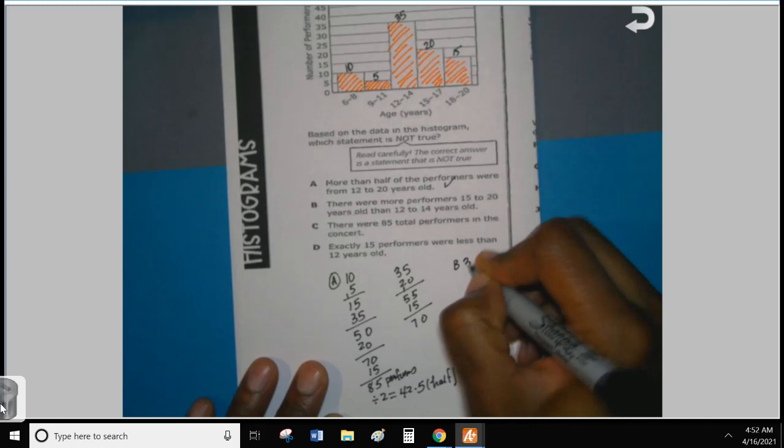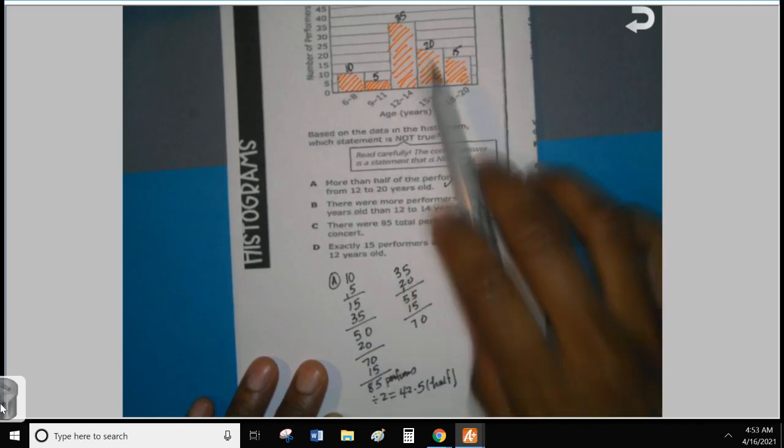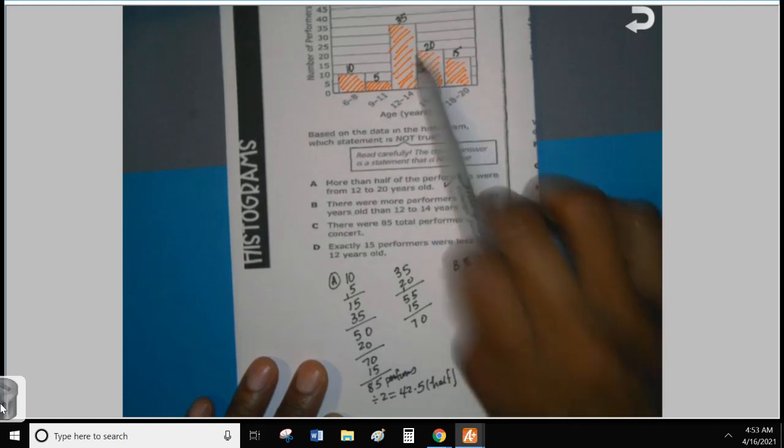So 15 to 20, you add those up. This is B. That's 30. Sorry, 15 to 20 is 20. 15 to 20, 20 plus 15 is 35. Then 12 to 14 is 35. Those are equal. So that's not right. C says there were 85 total performers in the concert. Well, we know that's true because we added them all up in the beginning.